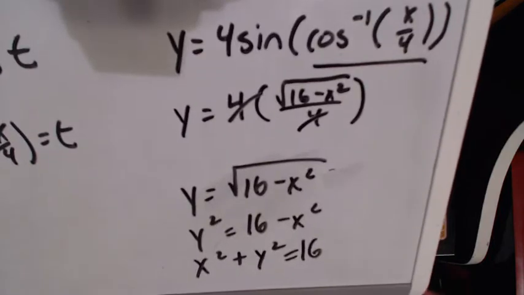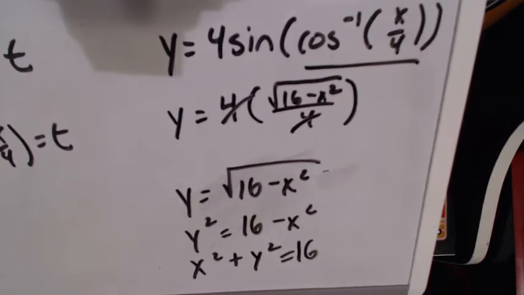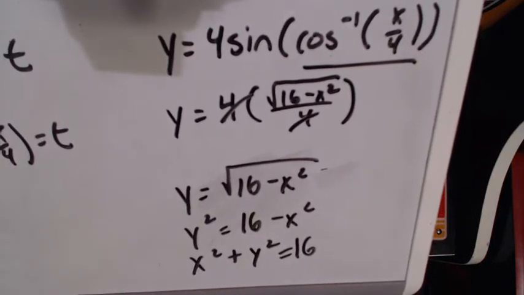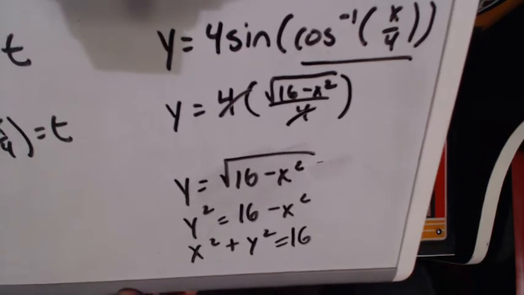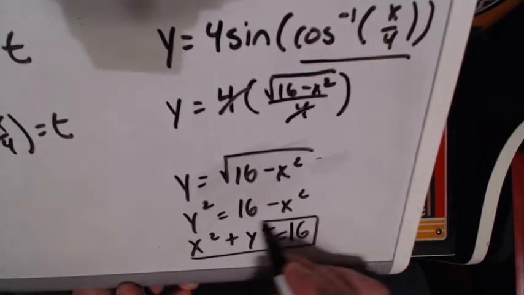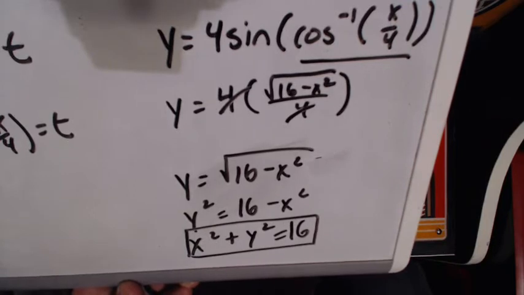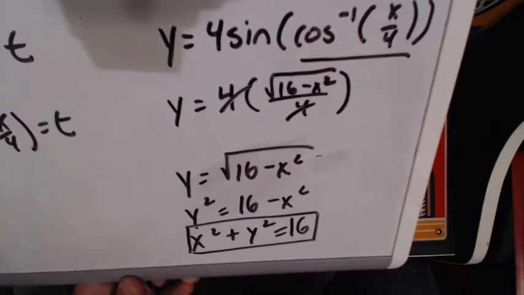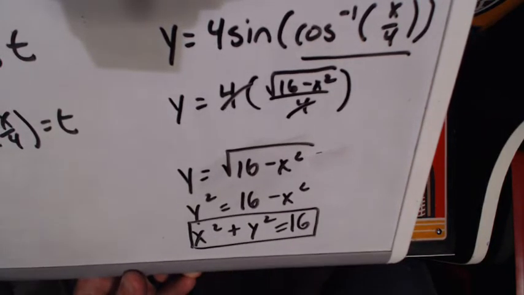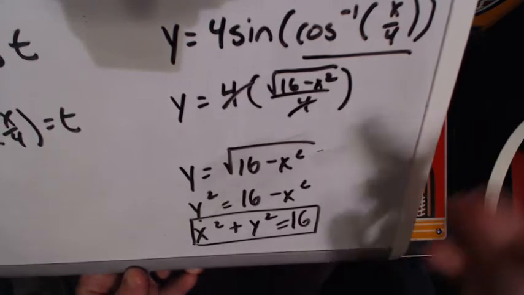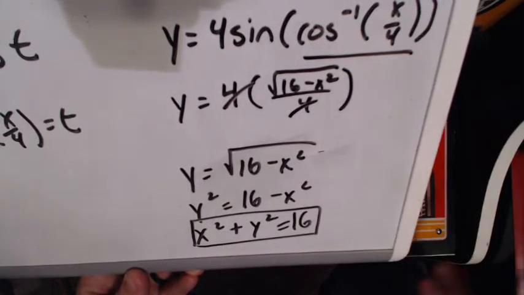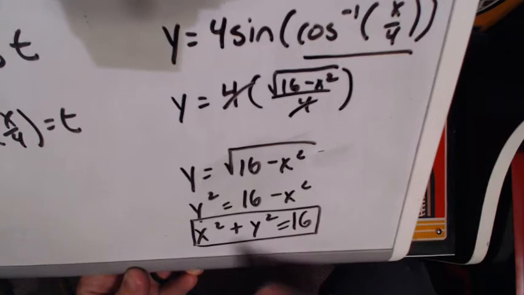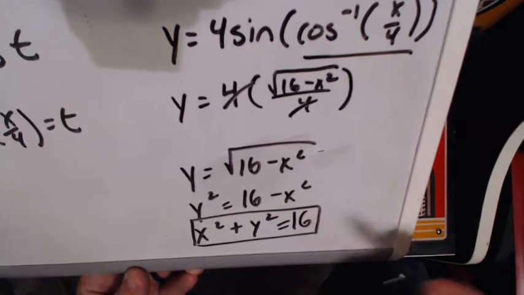X squared minus y squared equals 16. Okay, so this is our rectangular equation. And if you like trig as much as I do, that way it's really fun because you get to explore cosine, sine, inverse, draw a reference triangle, all that good stuff. But basically, you end up with a circle. Okay, x squared plus y squared equals 16. That's a circle centered at (0, 0) with a radius of 4, right?